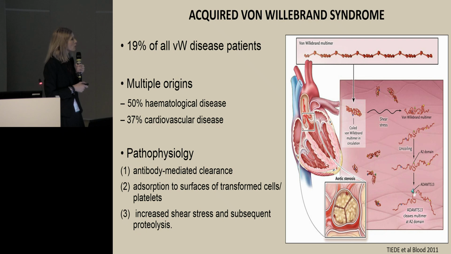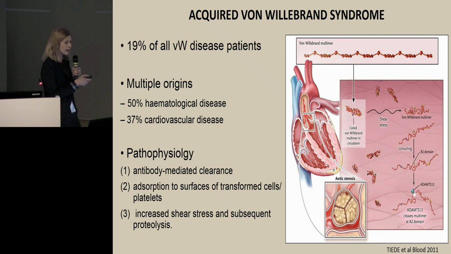Acquired von Willebrand syndrome, this is something that I will just say a few words about because it used to be a very rare disease. It means that we have problems either in the amount or in the function of von Willebrand factor, leading to bleeding. And usually we have the congenital form, but now we get to see this acquired form more and more often because we see more and more patients on cardiac assist devices. And this will lead to the destruction of von Willebrand factor and will lead to bleeding. Actually, this acquired von Willebrand syndrome occurs in about 1/5 of all von Willebrand disease patients.